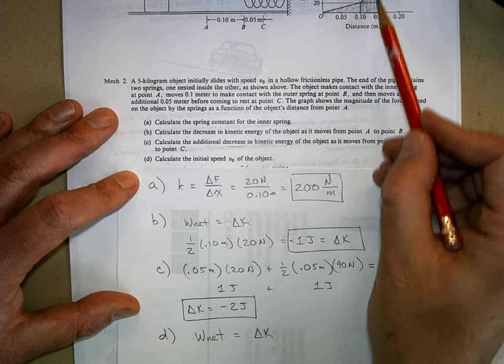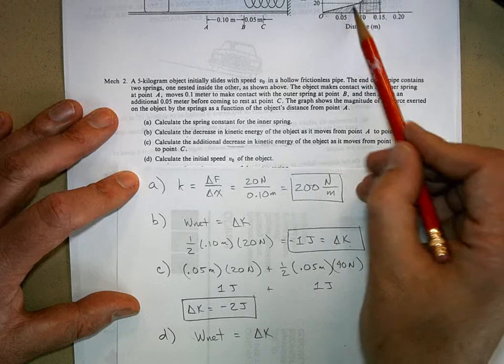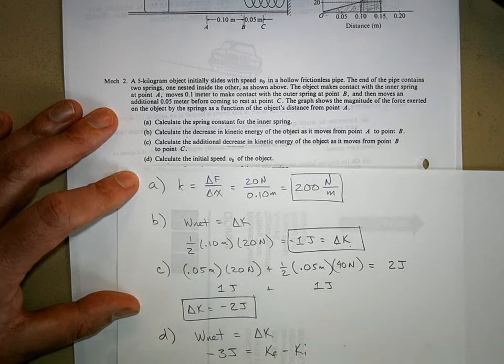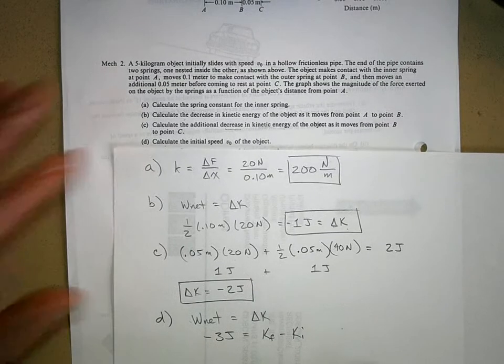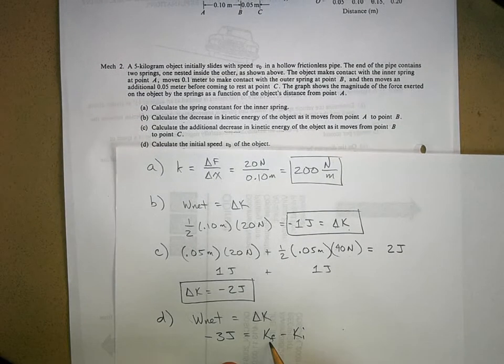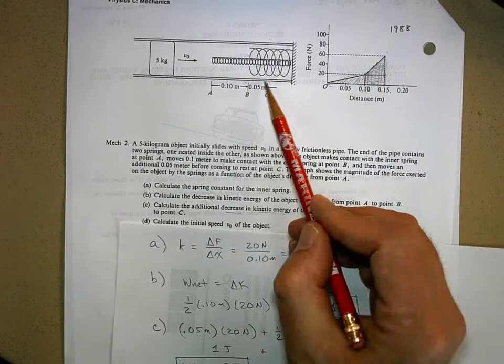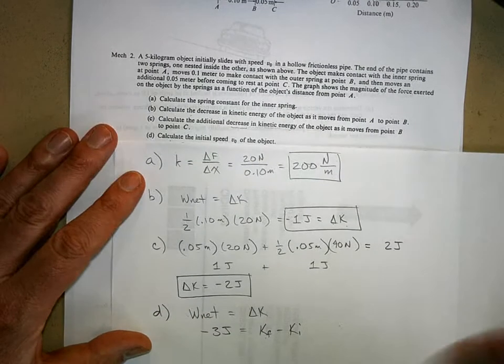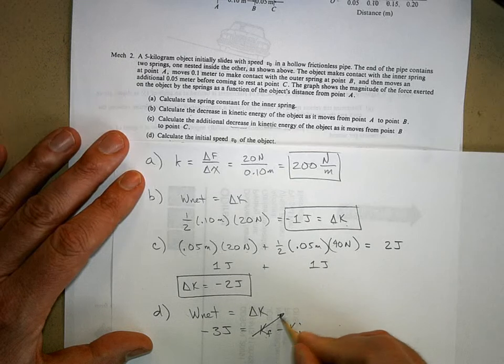From here to here, we had 2 joules here and 1 joule here. There's 3 joules of energy, so we lost 3 joules of kinetic energy. That's K final minus K initial. Okay? Well, what is K final? What's the final kinetic energy? It's 0, right? Because it says the object comes to a stop when you get to point C. So it has no kinetic energy at the end. So K final is 0.